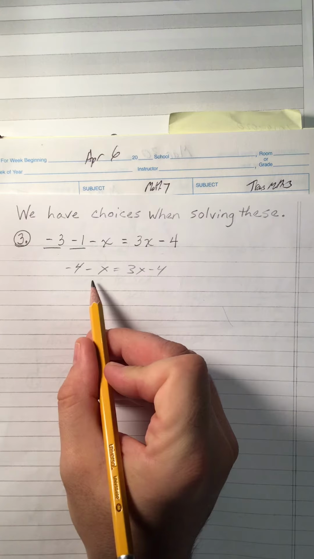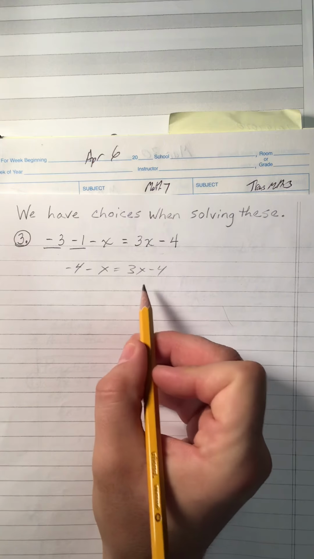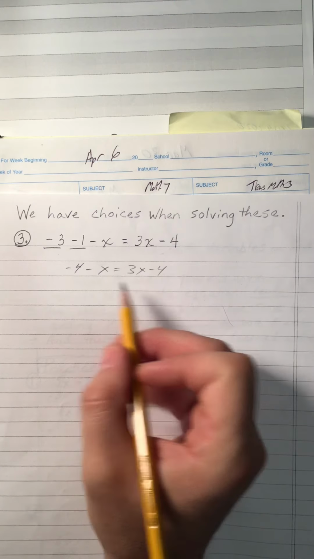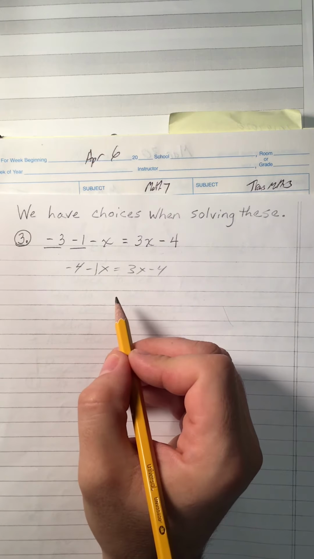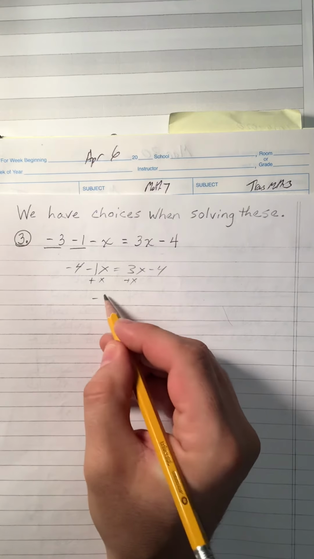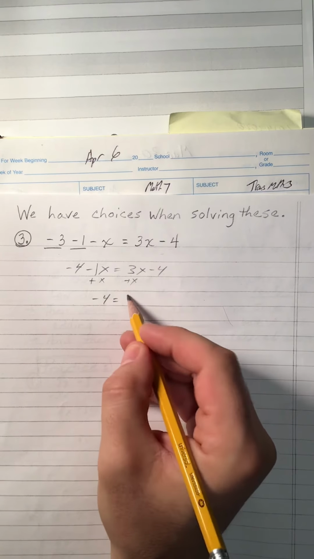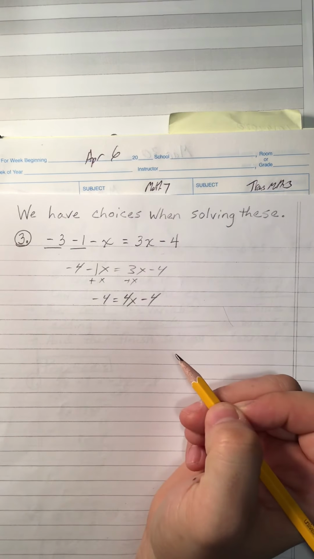Okay, now what's smaller? Let's look at the x's. Negative 1x or a 3x. Which one is smaller? Negative x, negative 1x. Okay, remember you can put a 1 there if you want. What's the opposite of subtracting x? Adding x. 3x plus x is 4x minus 4. Negative 4 just stays there.